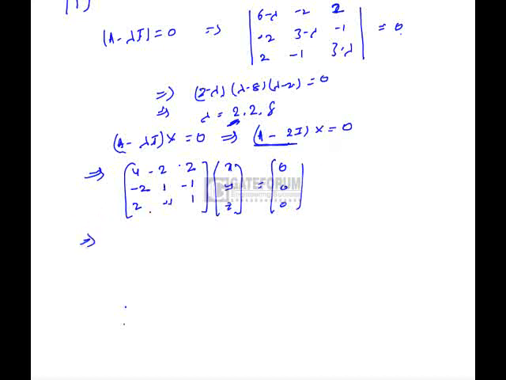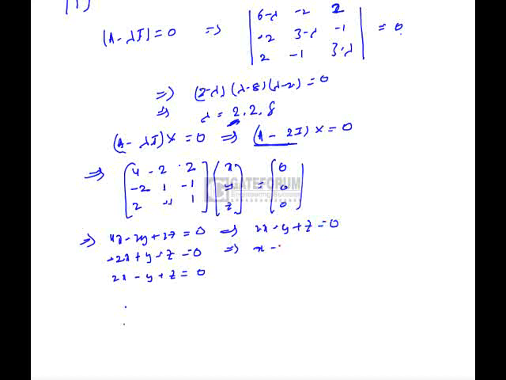So if we solve this one, we are getting 4x minus 2y plus 2z is equal to 0, minus 2x plus y minus z is equal to 0, and 2x minus y plus z is equal to 0. This is nothing but 2x minus y plus z is equal to 0. Sorry, this is 2x minus y plus z is equal to 0. This is the same as 2x minus y plus z is equal to 0.